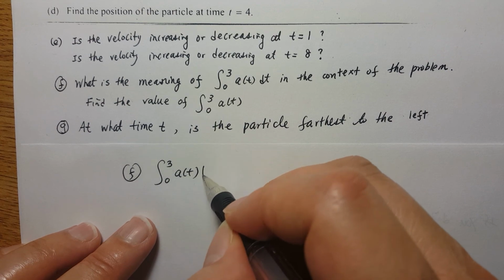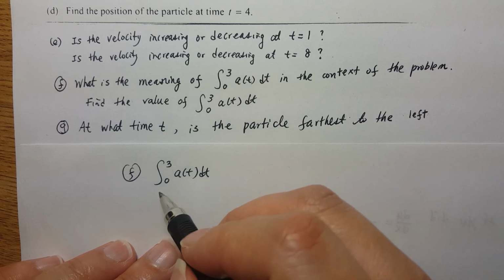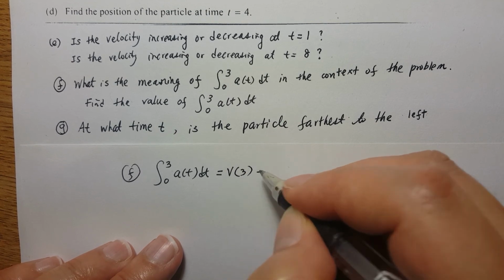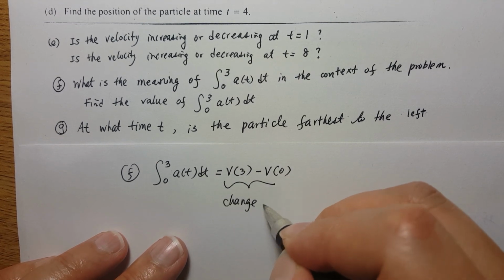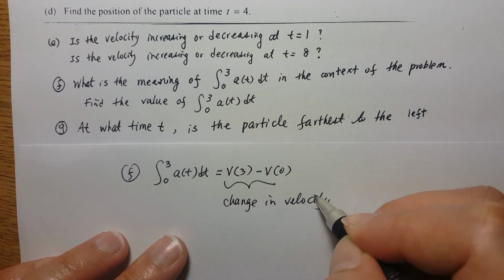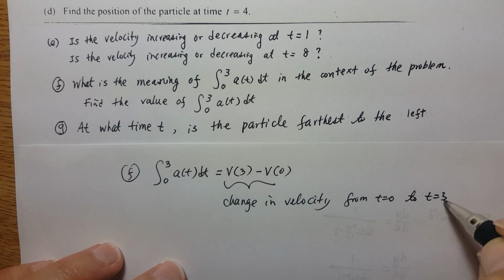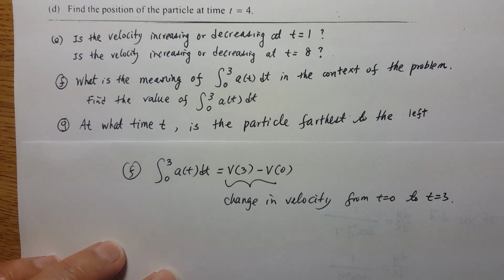So we know that the antiderivative of this is going to be v of t. So it's going to be v of 3 minus v of 0. So this means the change in velocity from t equal to 0 to t equal to 3. So now let's see, the change can be positive or negative. If the change is positive, that means the velocity increases. If the change is negative, that means the velocity decreases.